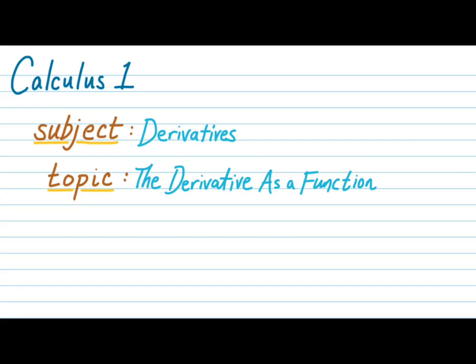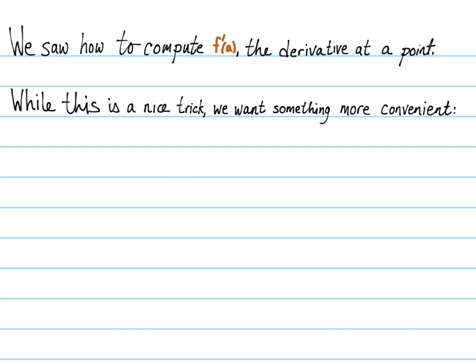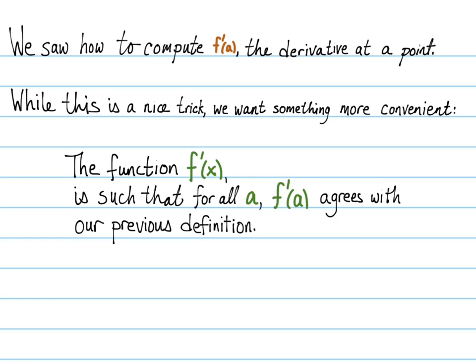Now, we saw how to compute f prime of a, and remember f prime of a is a notation we use for the derivative. And we're taking the derivative at a point for x equals a. And that's nice, but what we want is to be able to take it everywhere. And so what we want is a function f prime of x such that for all a, f prime of a agrees with the previous definition. So we want to be able to compute the function in terms of x so we can plug in all the values we want.